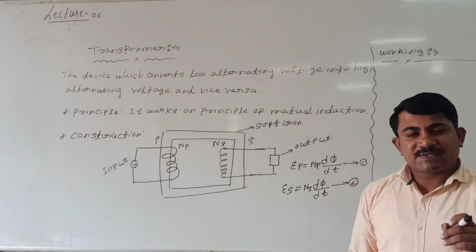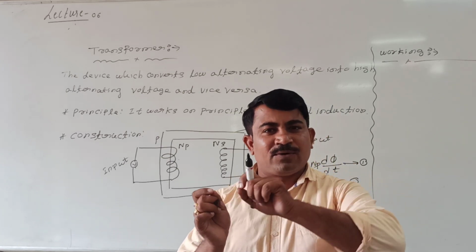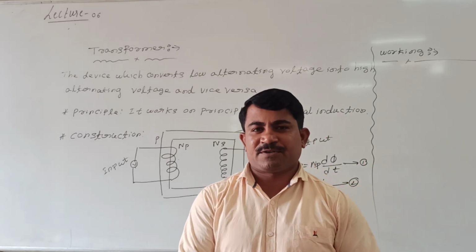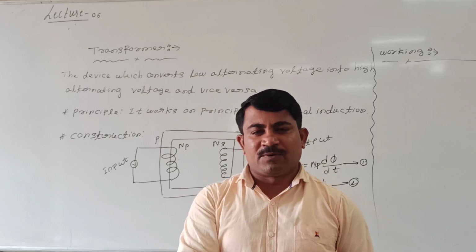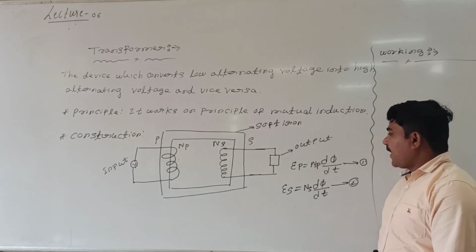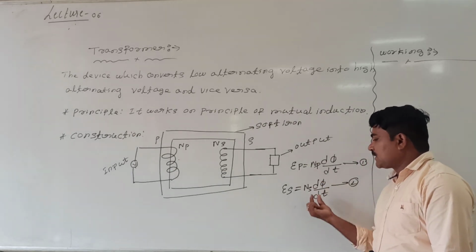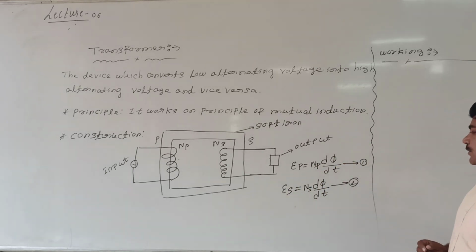Right? We said that a transformer converts low alternating voltage into high alternating voltage, or it converts high alternating voltage into low alternating voltage. How it converts, we'll see. Look at me. In the primary coil, this much EMF is induced. In the secondary coil, this much EMF is induced. Very simple. Now divide equation 2 by equation 1.